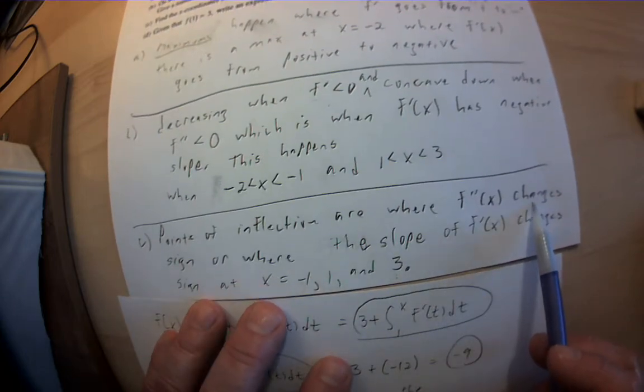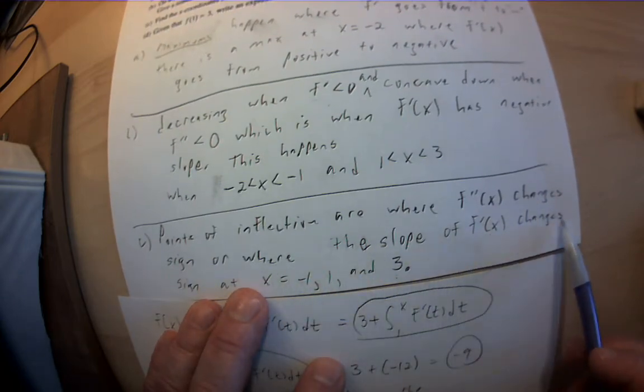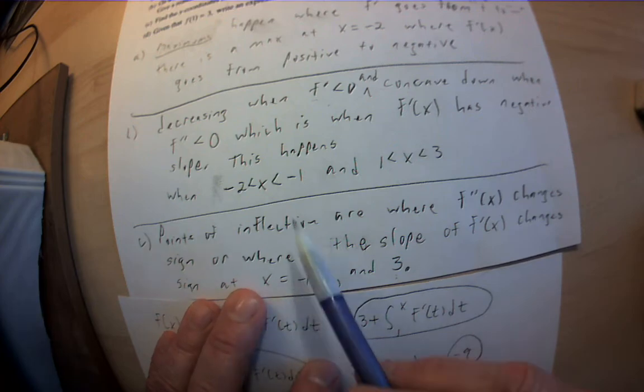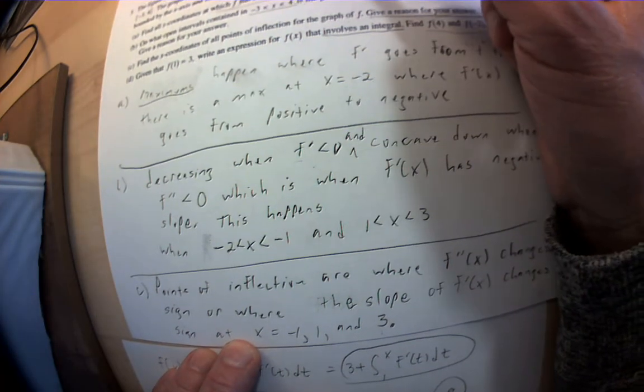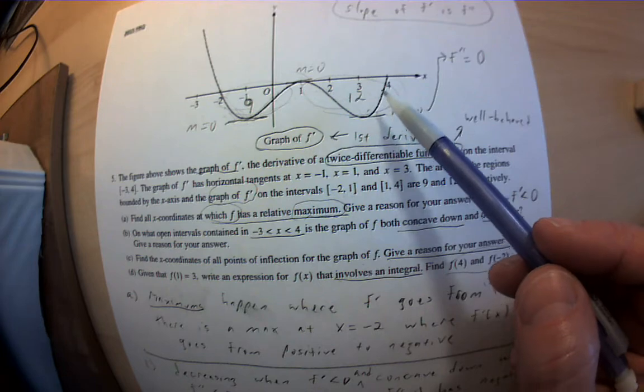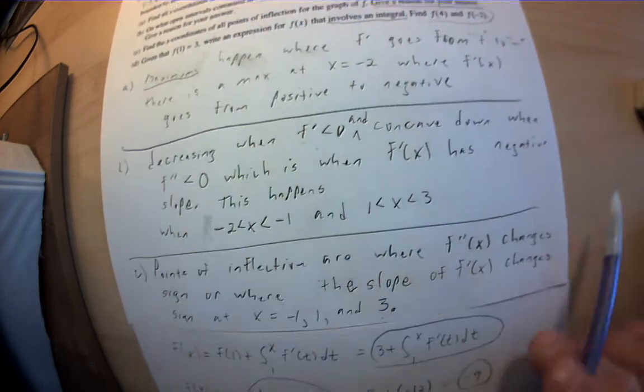Points of inflection are where f double prime changes sign, or where the slope of f prime changes sign, and that happens at negative 1, 1, and 3. The slope changes. So that's it.